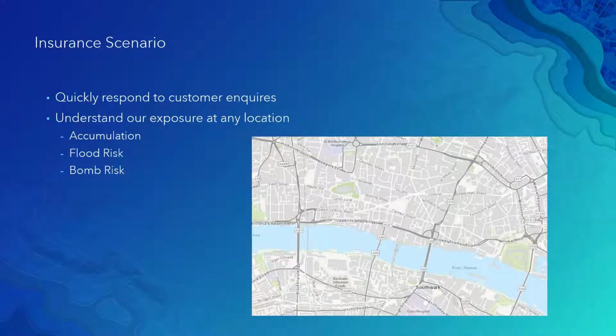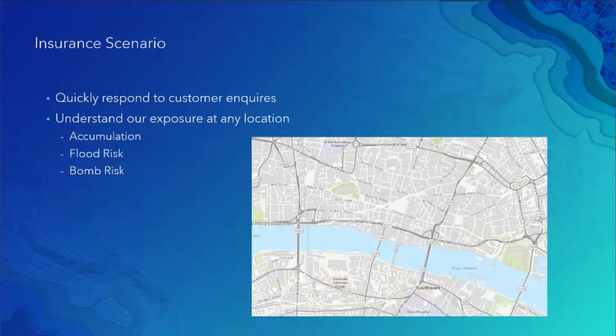So this next scenario is an insurance scenario, and the idea here is that I quickly want to respond to customer inquiries about whether they can have insurance on a given building. So as a call center operative, I want to understand the exposure at any given location. So I want to understand the accumulation of risk of other sites we have in the area. I want to understand whether that building is at risk of flood. And I also want to do an accumulation of bomb risk to see what the collateral damage might be if an incident was to take place.